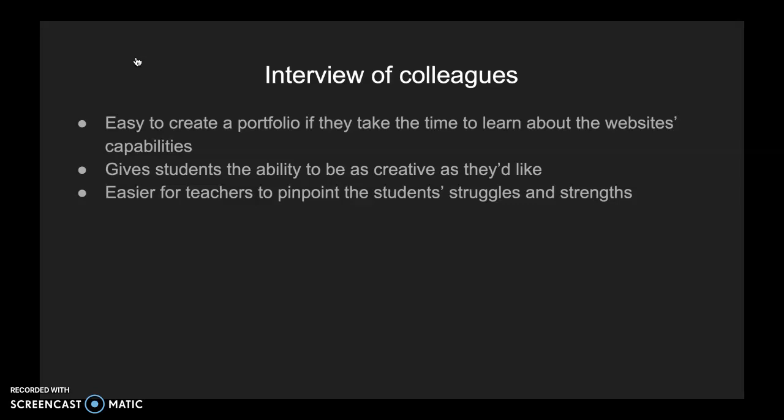And it's easier for teachers to pinpoint the students' struggles and their strengths. As soon as they open up that portfolio, they're easily able to see what they are good at and what they need help with. Is there anything that we can take from just looking at the main page of the portfolio?